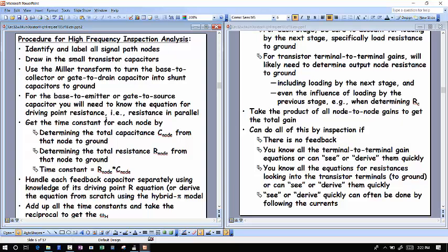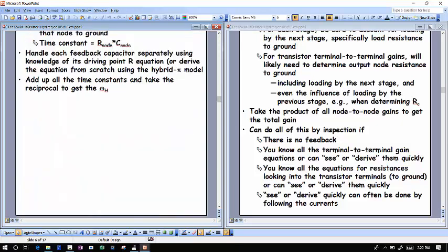That's like a feedback capacitor where the Miller effect doesn't quite work correctly because of the type of gain it is. It's positive gain across. The gain about 1 is what it is. So you need to know the equation for the driving point resistance for that one. And then get the time constant for each node. So determine total node capacitance, node resistance, that's a time constant, R node times C node. Then you handle the feedback capacitor separately. You add together all the time constants. So that's in a nutshell how you do it.